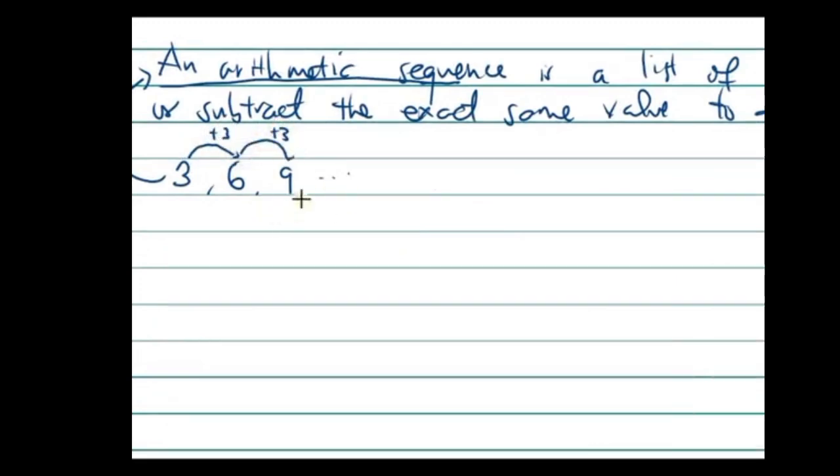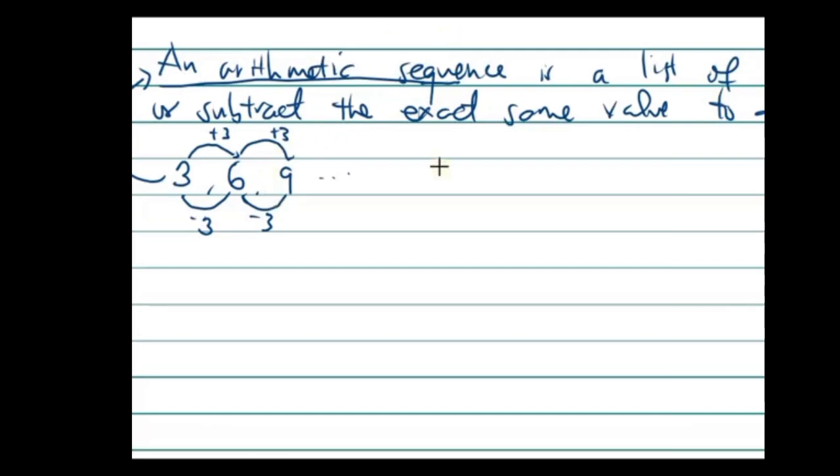But if I want to reverse this process, the opposite of addition is subtraction. So if I want to come back, I have to subtract 3. And if I want to come back again, I also have to subtract 3. This is one feature of an arithmetic sequence, where there is a constant difference between consecutive terms. So if I pick consecutive terms, we are going to have a constant difference.